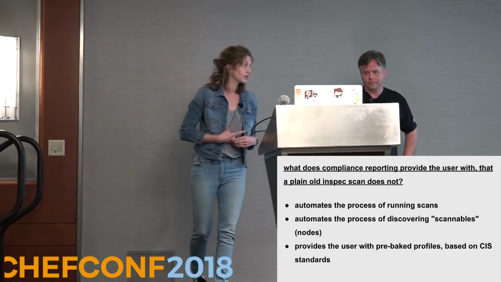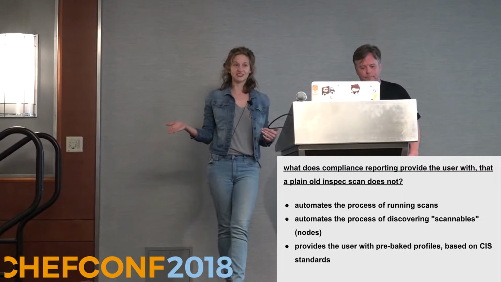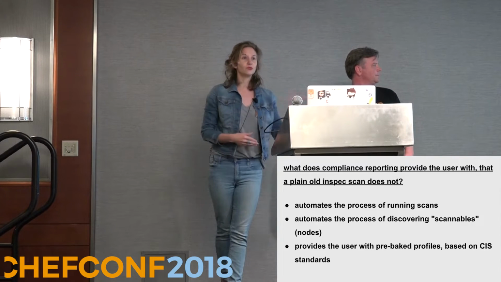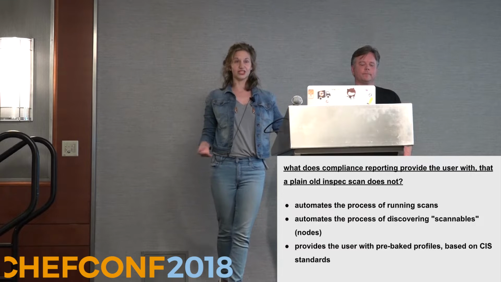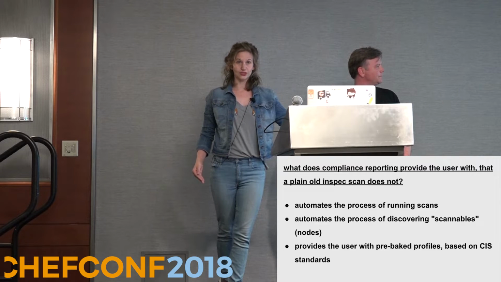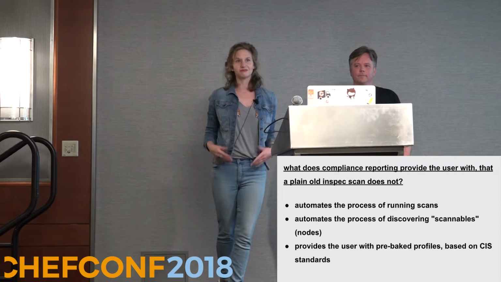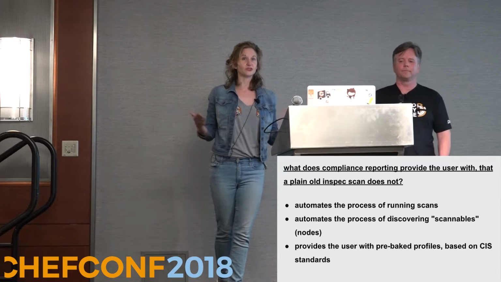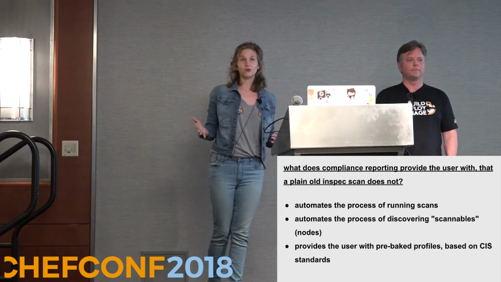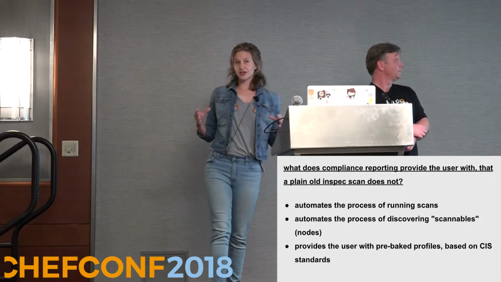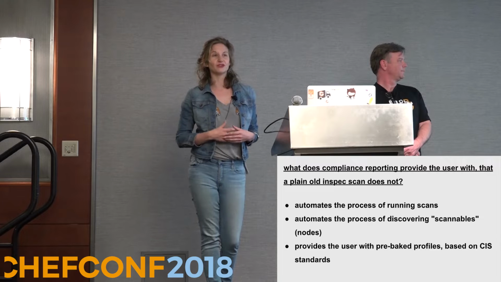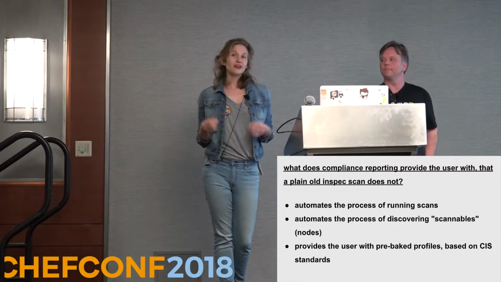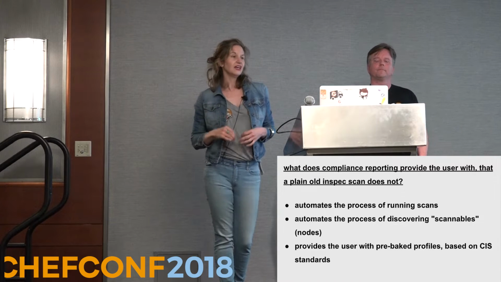So what does compliance reporting provide the user with that a simple InSpec scan doesn't? With an InSpec scan, you can, of course, run inspec exec. If you wanted to scan your US East 1 region with a profile that had that control that we saw earlier, you would do an inspec exec aws://us-east-1 with that profile, and you would get those results right there in your command line. With Automate, we can automate the process of running those scans in a scheduled way. So you can have those scans run once a day, once a week, every 5 minutes, whatever you want. The other thing that Automate provides us with is integrations.